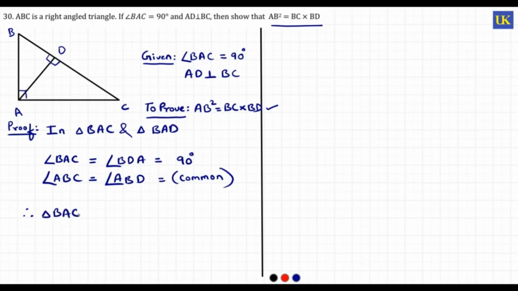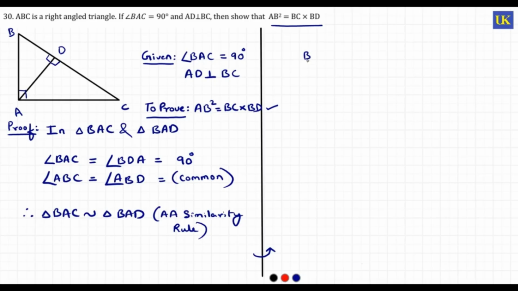triangle BAC is similar to triangle BAD, and using what criteria? Using angle similarity criteria, or rule, we can say this. Now once we say that both the triangles are similar, we can write them in the form of similarity.